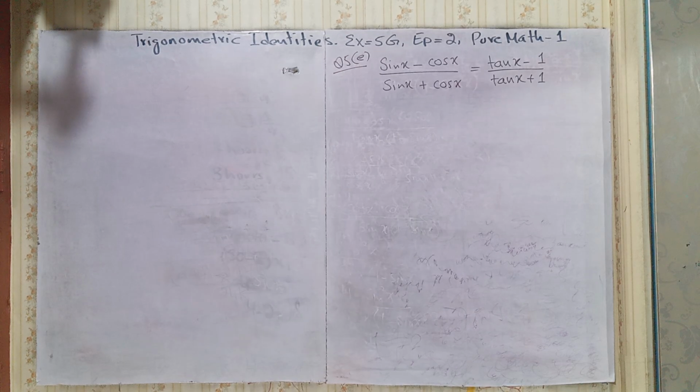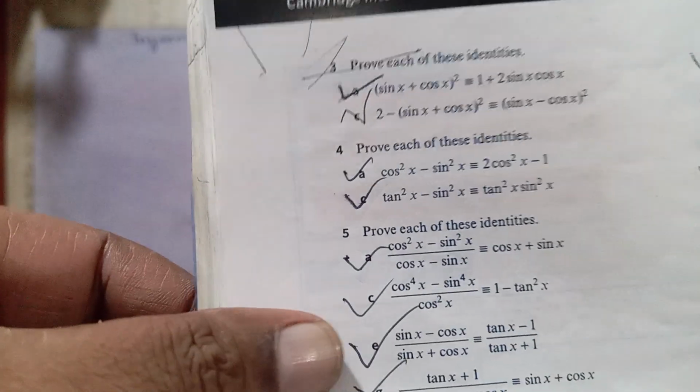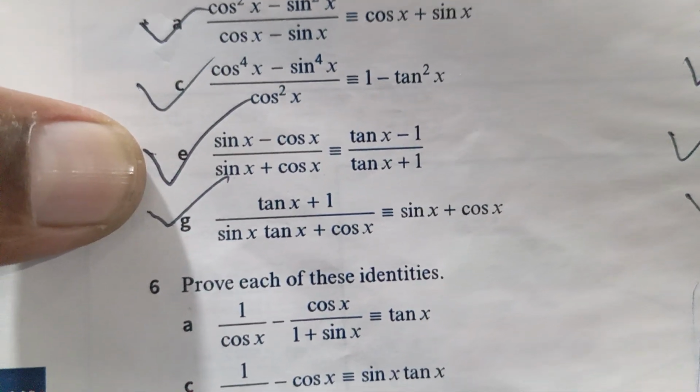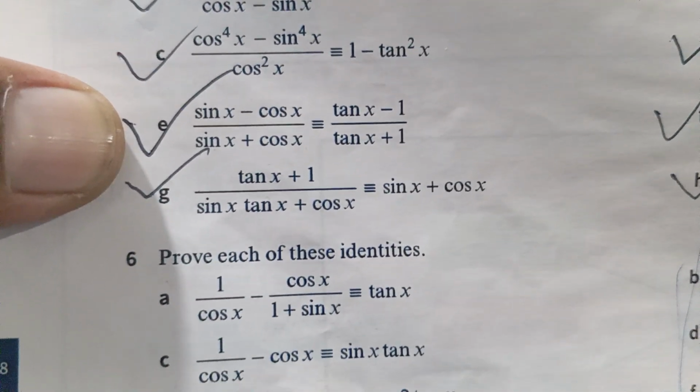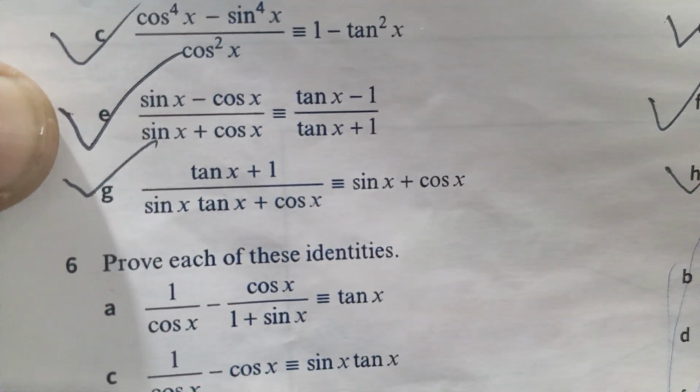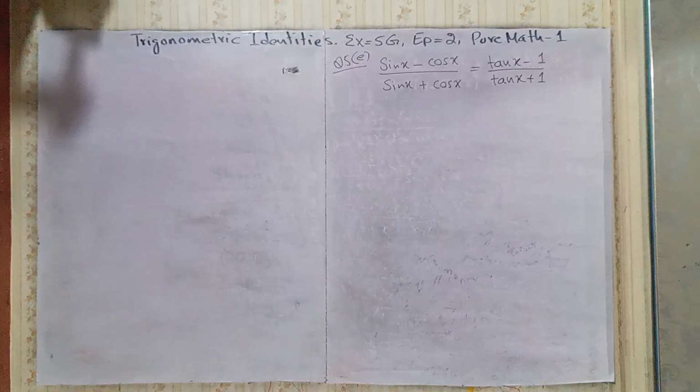So my dear students, now we are working on question number 5, it's E part. Let me show you the question from the book. It says (sin x minus cos x) divided by (sin x plus cos x). We have to prove that this is equal to (tan x minus 1) divided by (tan x plus 1). So let's see how we can do that.